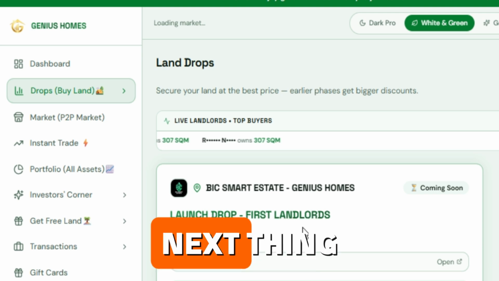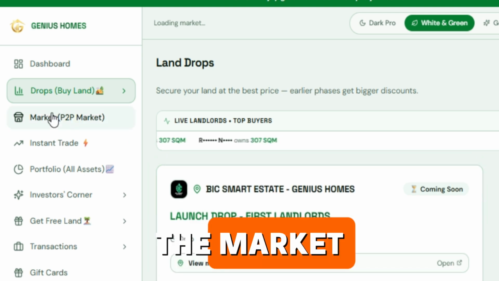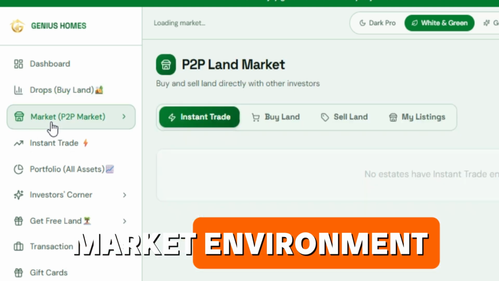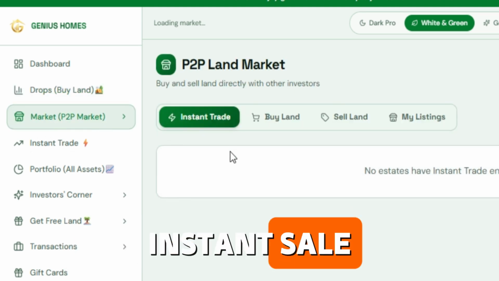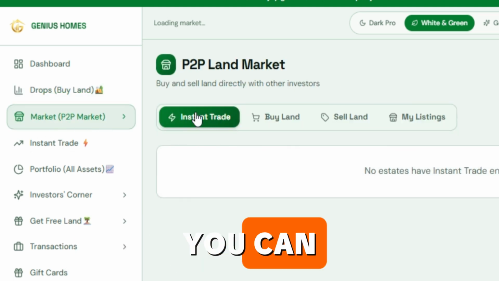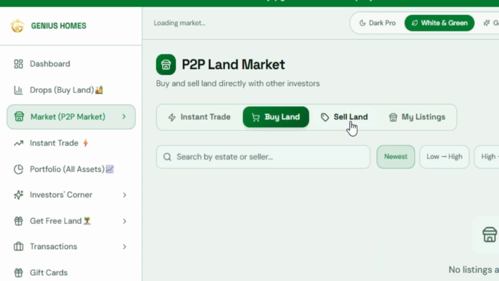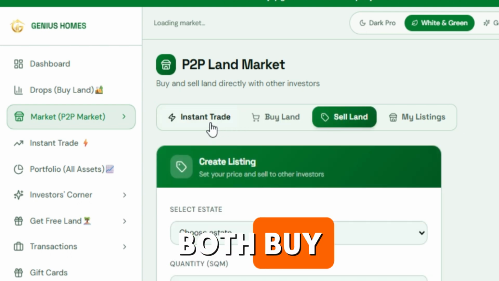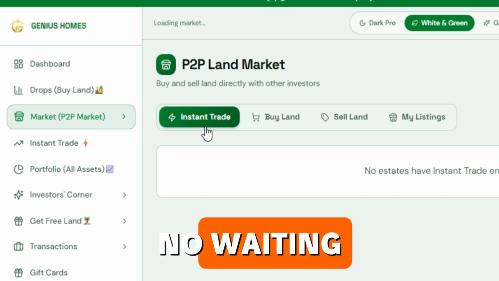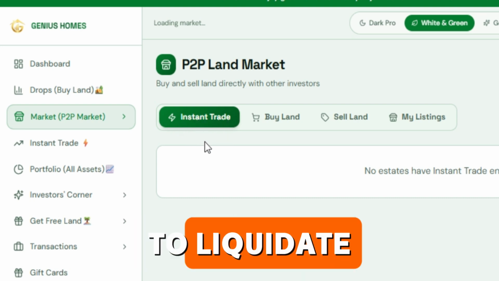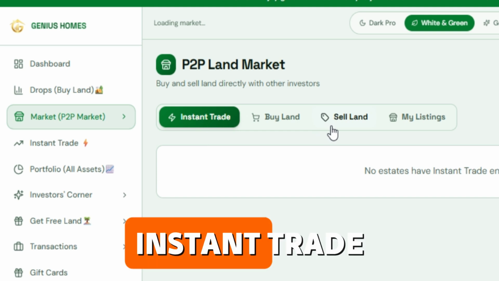Now the next thing here is the market, which is the P2P market environment. This is where you can buy and sell instantly. Instant, both buy or sell, you can do instant. That is no waiting, nothing. If you just want to liquidate immediately, you can quickly liquidate under the instant trade.